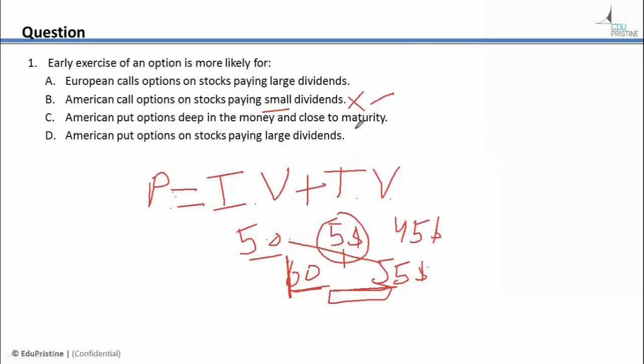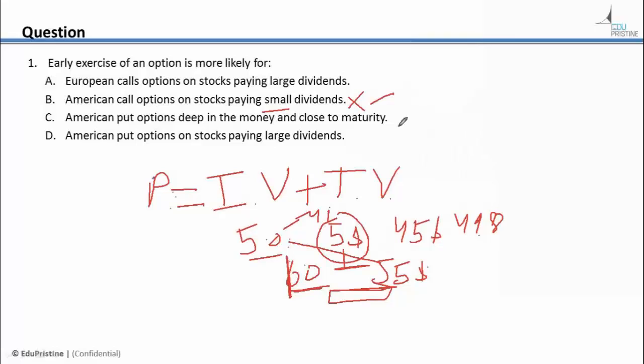So in this option, one, we don't know if it's in the money or out of the money. Second, it's a small dividend. So a small dividend we don't mind because there will be hardly any effect. So let's say it goes to 49.8. So there is hardly any difference. There will be higher charges for exercising. So I'll keep my option. So I will not exercise this. So B option cannot be answered. Any doubts in the B options?